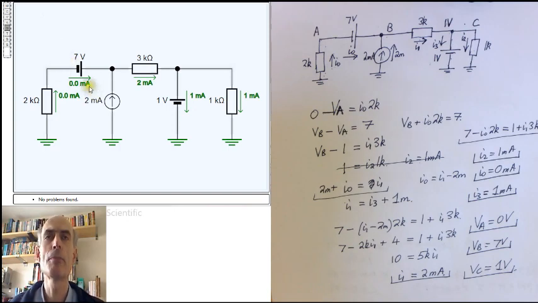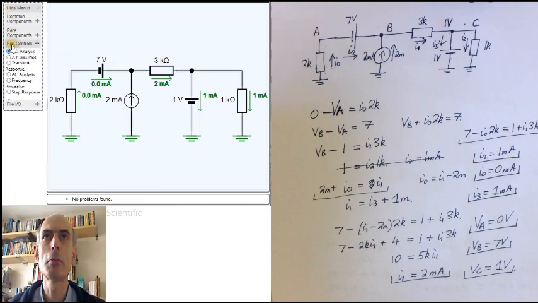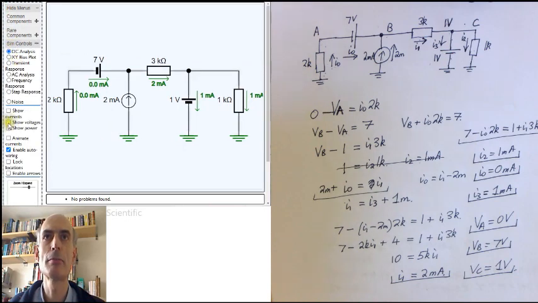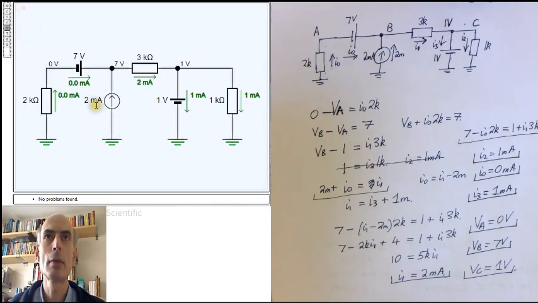And for the voltages, well, if there's no current through this 2K resistor, there'll be no voltage across it, so the voltage here must be 7 volts. Easiest way to check that is probably to turn on Show Voltages. Yep, this point is at 7 volts, this point is at 0, this point is at 1 volt. We got it right.